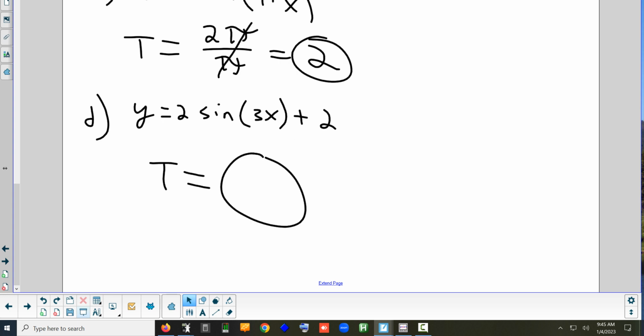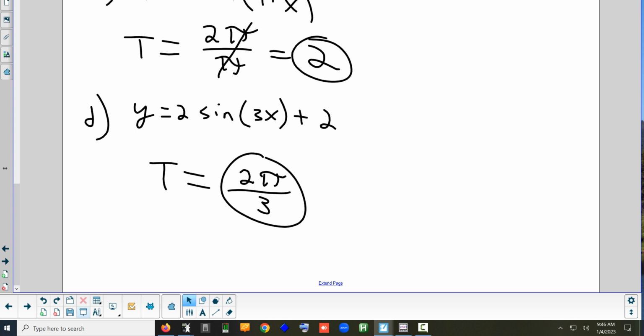And what's the period of 2 sine 3x plus 2? A lot of other numbers there, but you only have to focus on the one that's important. Yep, 2 pi over 3. Stretching up and down, shifting up and down does nothing to change the period. So it's 2 pi over 3.